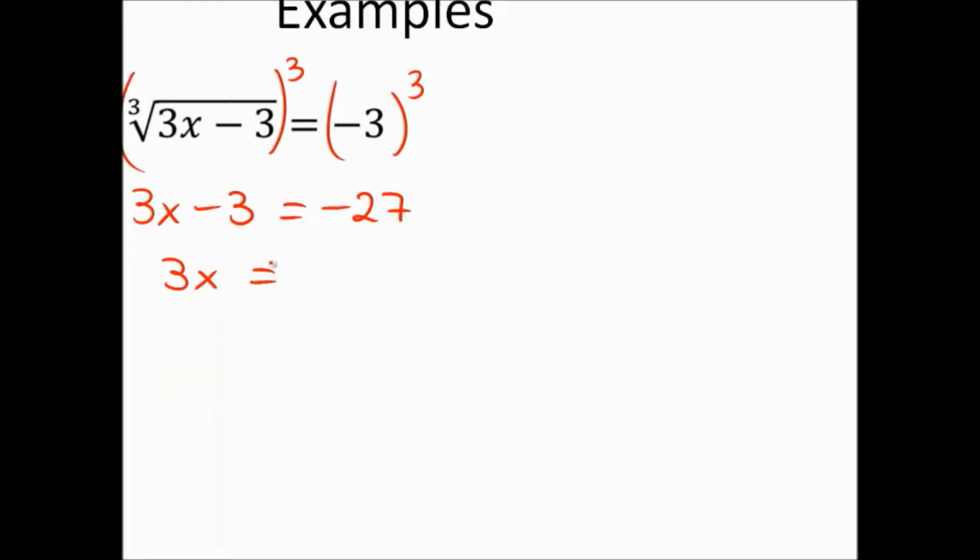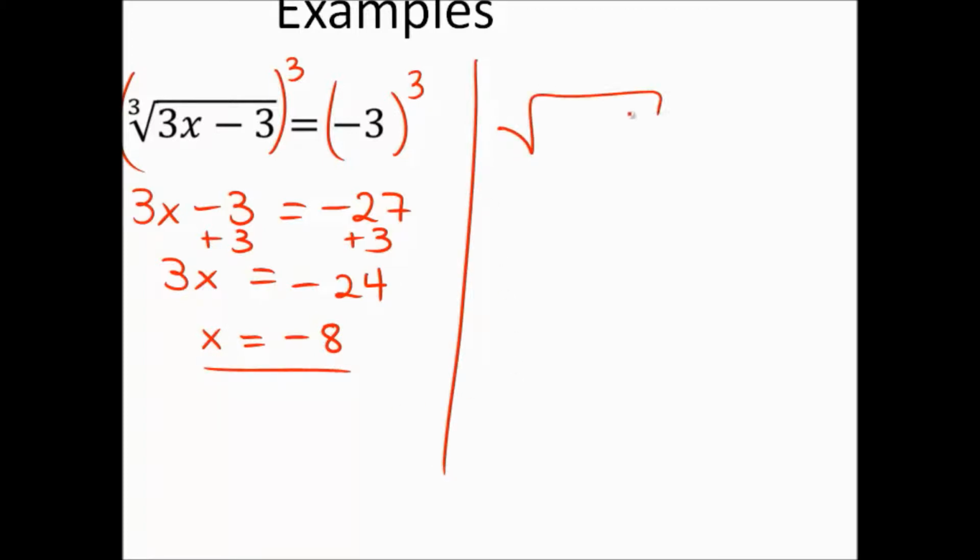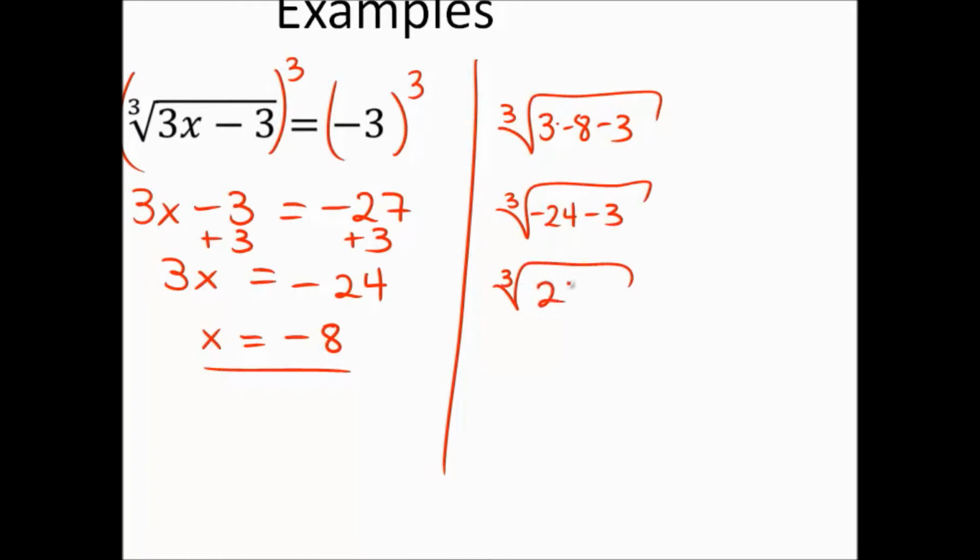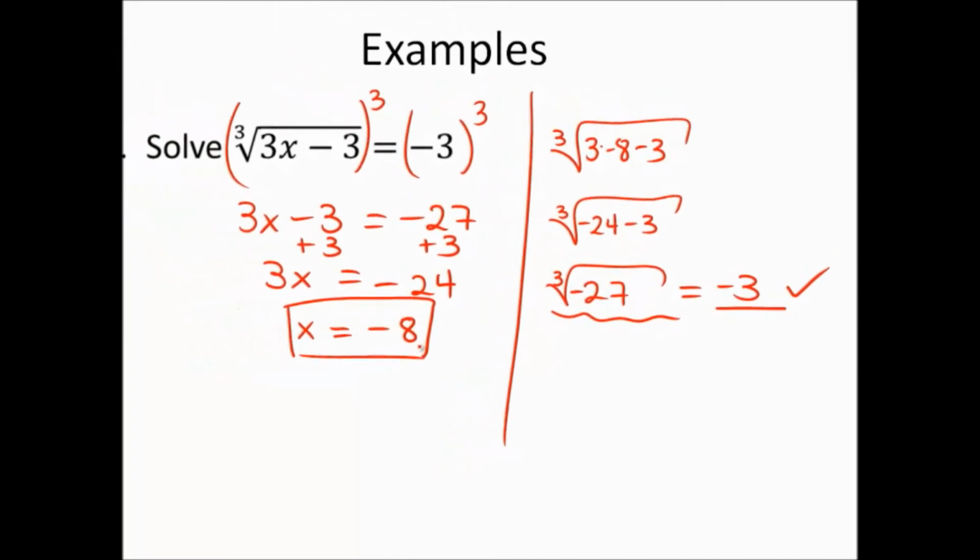For x, we get 3x equals, add 3 to both sides, you get negative 24, and x should be negative 8. Now, always check your answers. See what this gives us. If we plug in x equals negative 8, you get 3 times negative 8 minus 3, which is cube root of negative 24 minus 3, which is cube root of negative 27, and in this case, cube root of negative 27 is, in fact, negative 3. So, since that works, then x equals negative 8 is our answer.